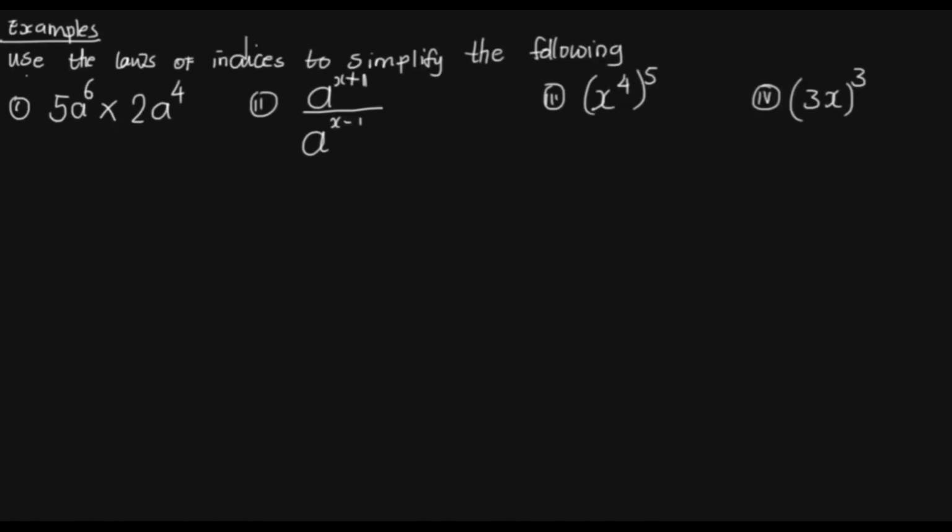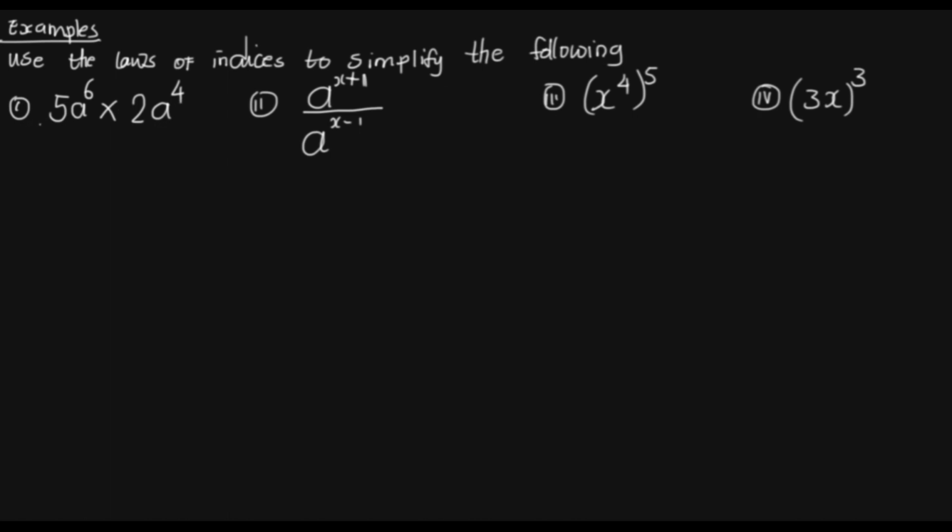Now let's look at some examples. Use the laws of indices to simplify the following. Okay, now let's look at the first example that we have. So 5a raised to the power 6 times 2a raised to the power 4.